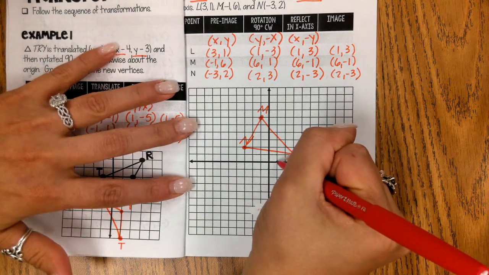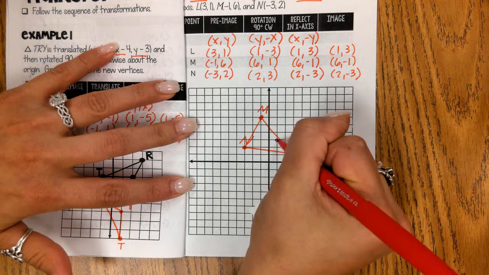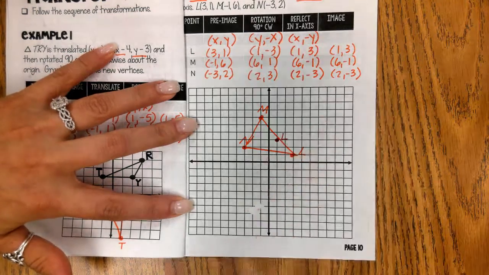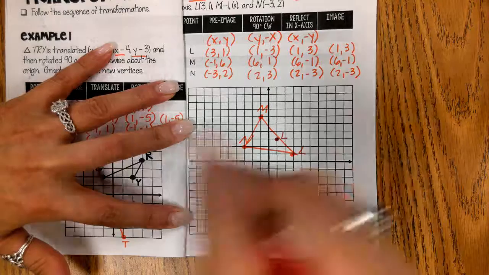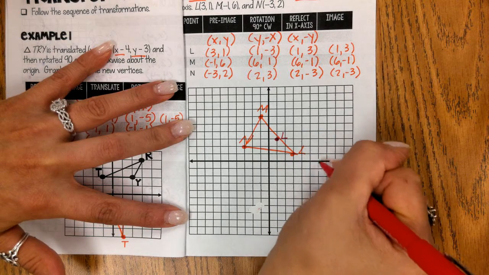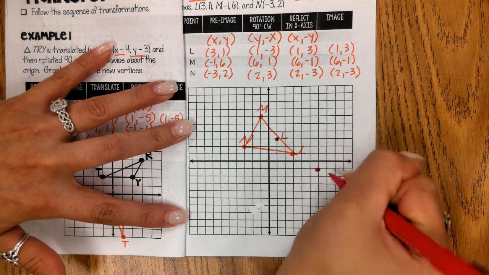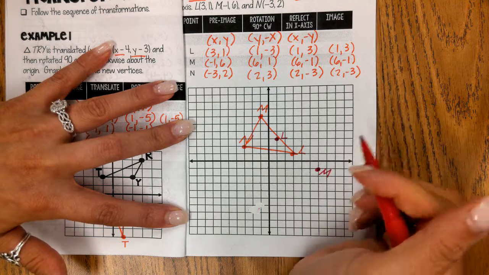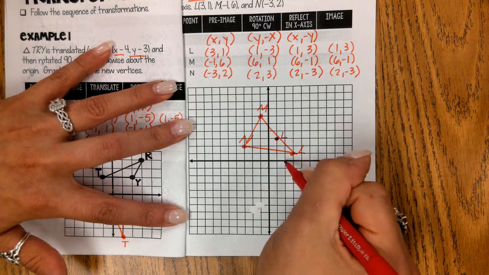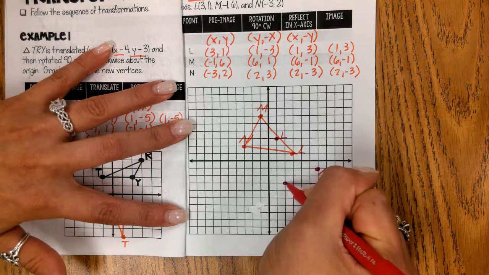Okay, so we got 1, 1, 2, 3, which is L. 6, negative 1, which is M. And N is going to be 2, negative 3.